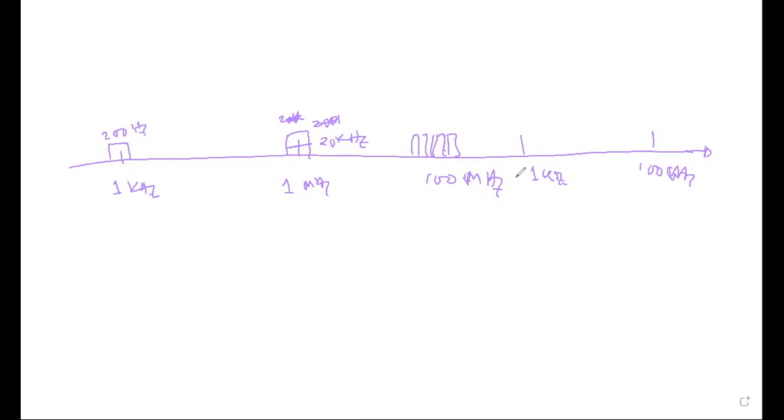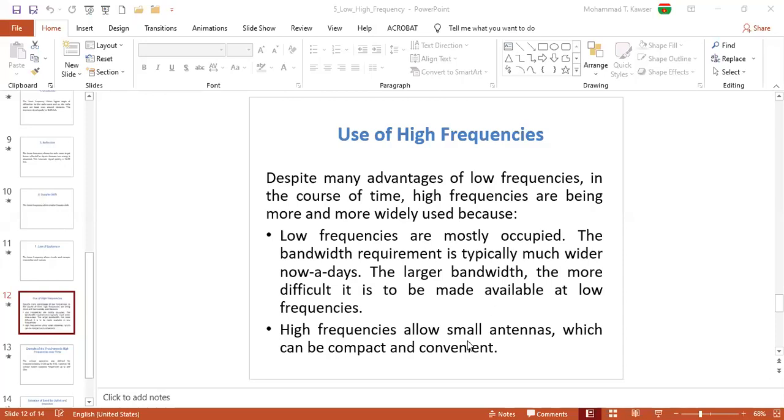So that's what I wanted to mention here. You see the slide on the use of high frequencies now, right, guys? Yes, sir. See the first one: low frequencies are mostly occupied. The bandwidth requirement is typically much wider, and the larger the bandwidth, the more difficult it is. So you actually have more space available. Now I mentioned 6 gigahertz, up to 4.5 for 5G, up to 100 gigahertz.